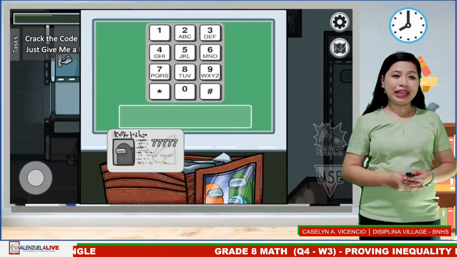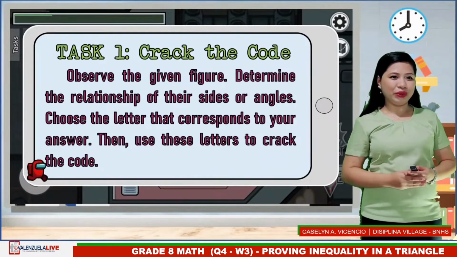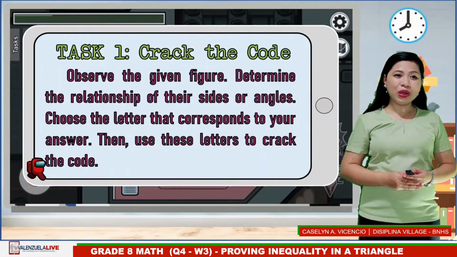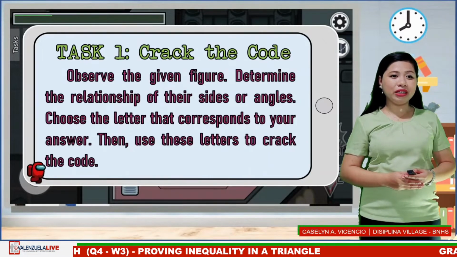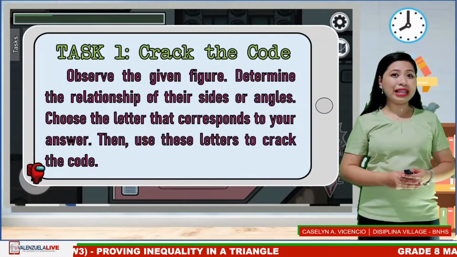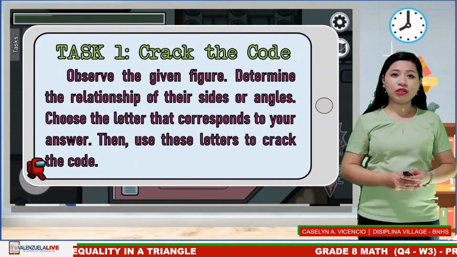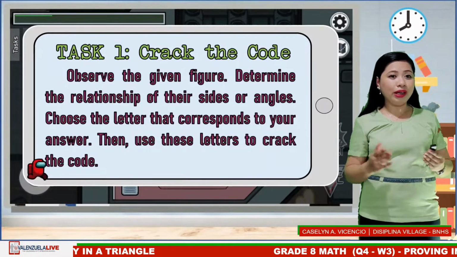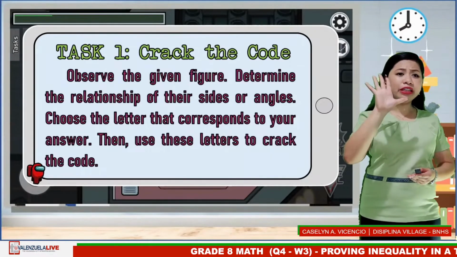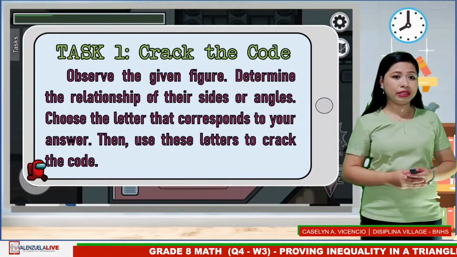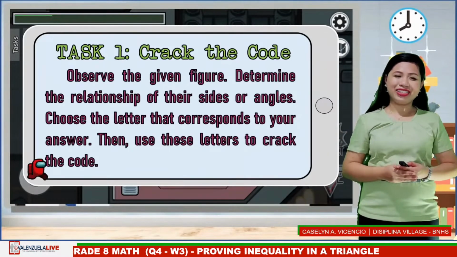Our first task is entitled Crack the Code. In this task, we need to observe the given figure. Then, we will determine the relationship of the measure of their sides or angles. We will choose the letter that corresponds to our answer. Afterward, we will use this letter to crack the code. We are only given 5 seconds to key in our answer in the comment section. Are we all set? That's great. Let's start.